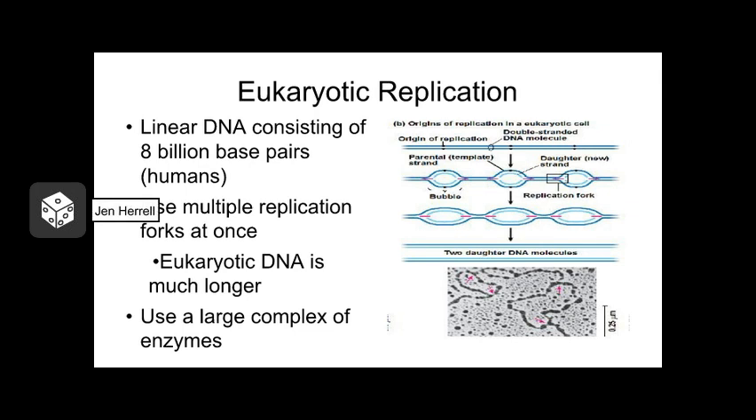DNA replication is much more complex inside eukaryotic cells than in prokaryotic cells. There's a lot more DNA inside a eukaryotic cell than in a prokaryotic cell. For instance, in human cells, there's something like 8 billion base pairs, or 8 billion letters, that all need to be copied. Also, eukaryotic cells organize their DNA much differently than prokaryotic cells.